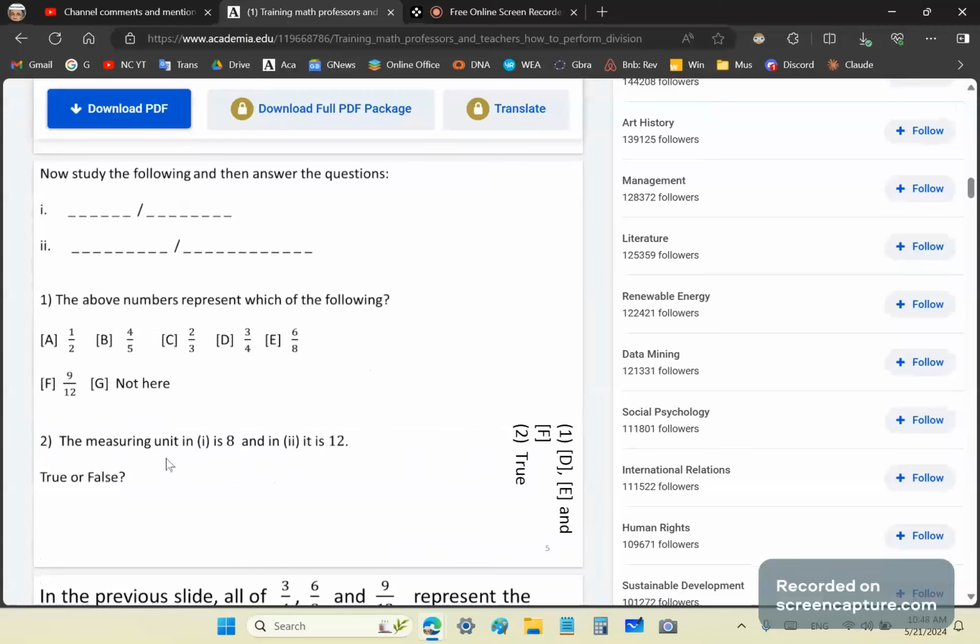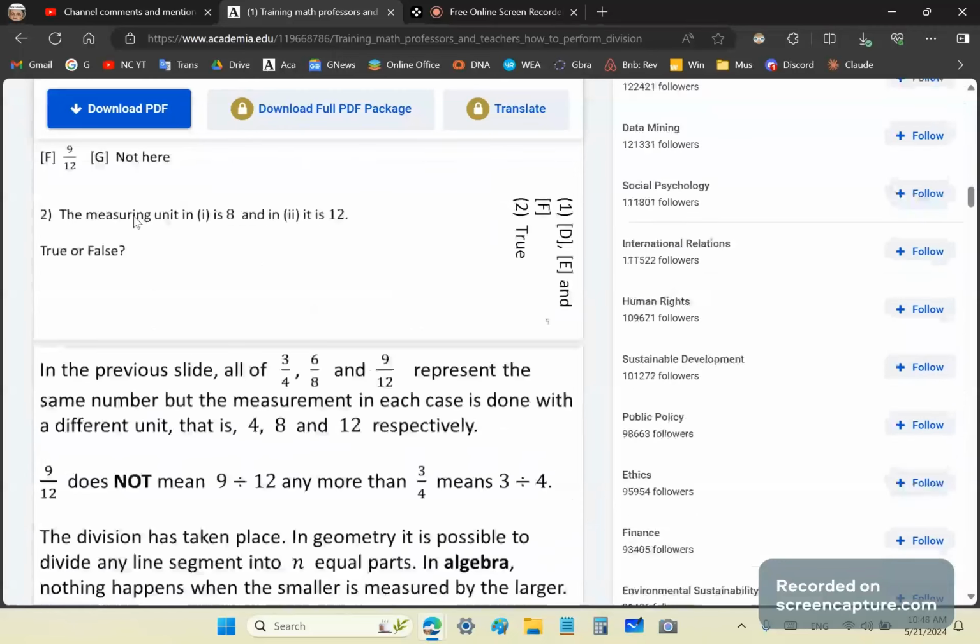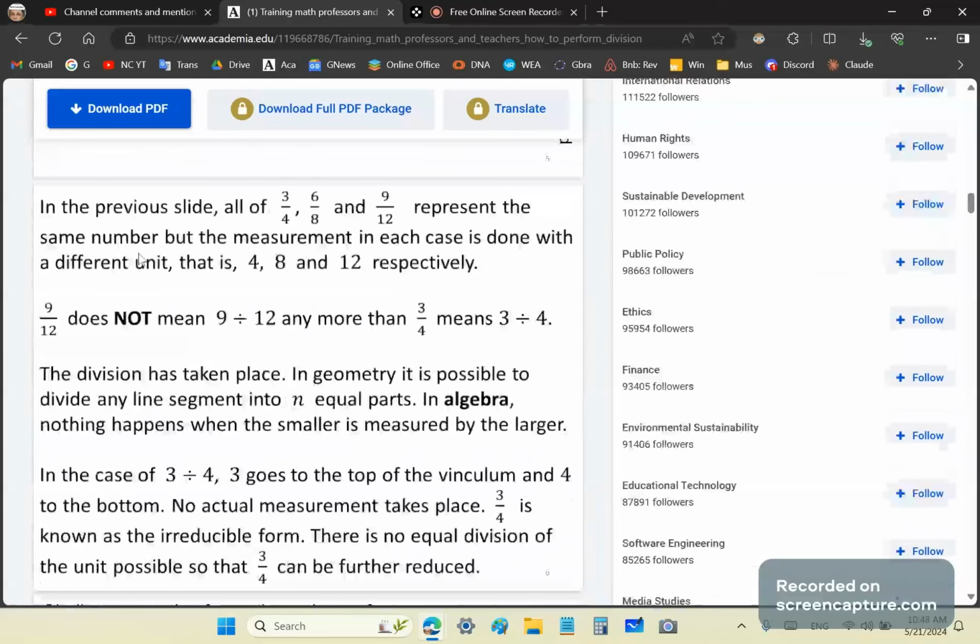So here's a nice little quiz, which I won't do, but you can do, and I'll place a link to this article. If you're a math professor or a math teacher, sit up straight and pay attention.